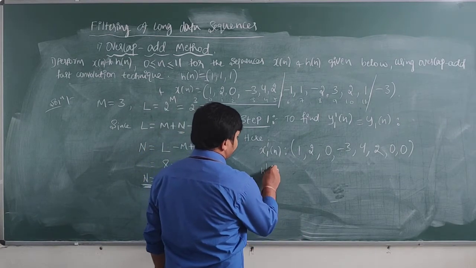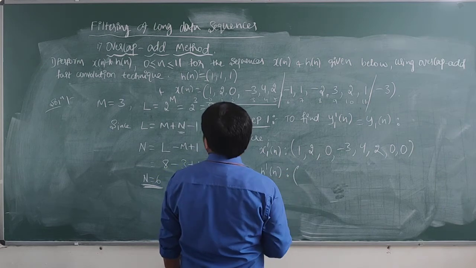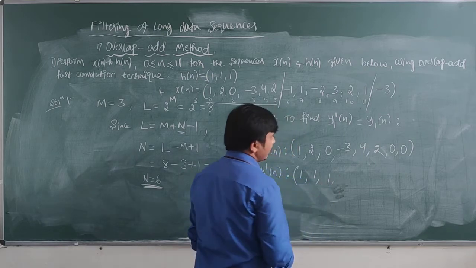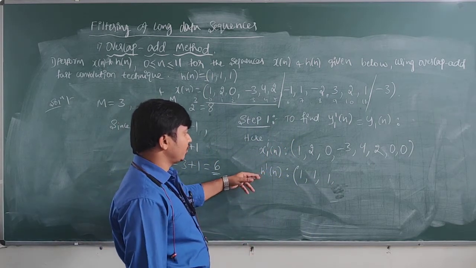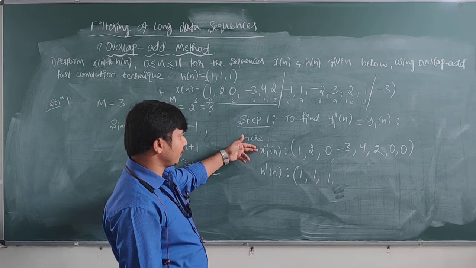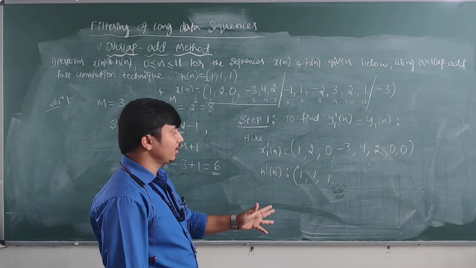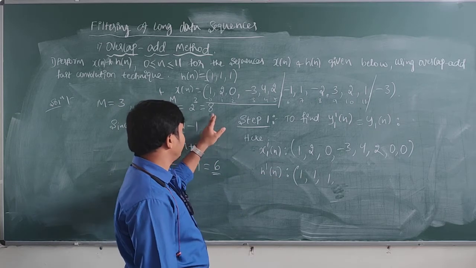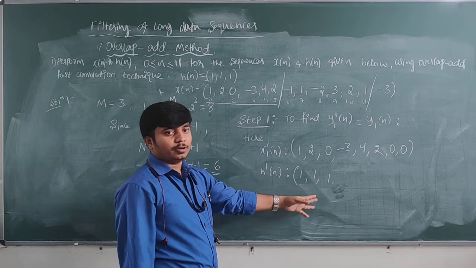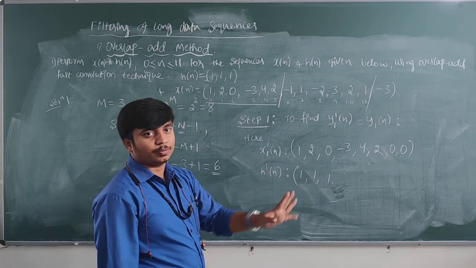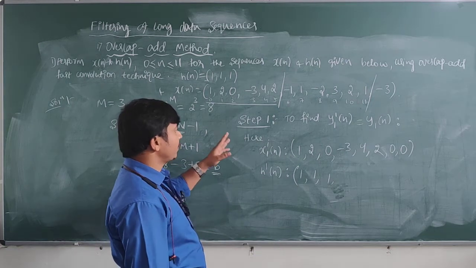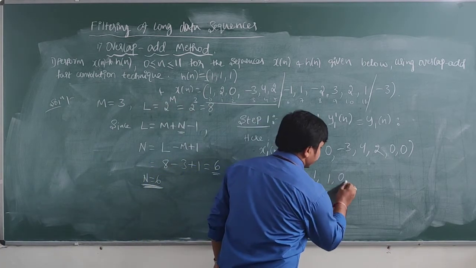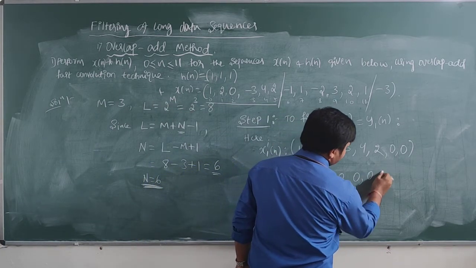Next, I have h dash of n, which is equal to 1, 1, 1. Again, to perform the convolution, the lengths of x1 dash of n and h dash of n should be equal. Out of 8, I have 3 samples given in the problem, so for the remaining values I need to add zeros. If I add 5 zeros to the end, the length becomes 8: 1, 2, 3, 4, 5.